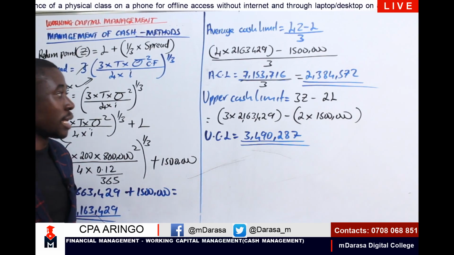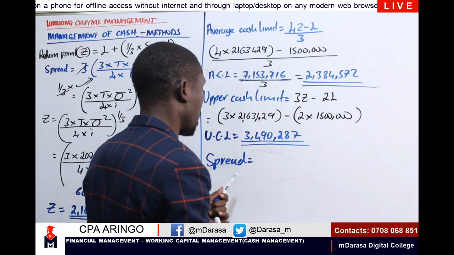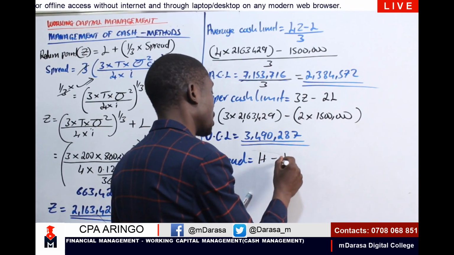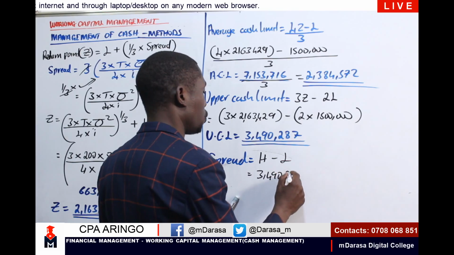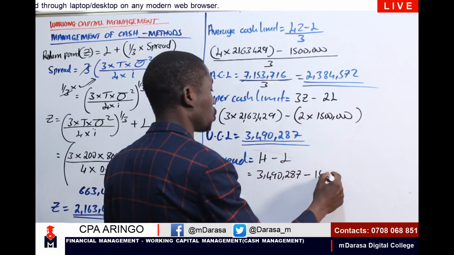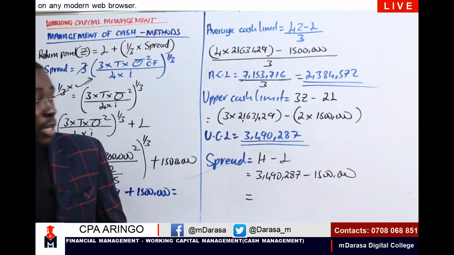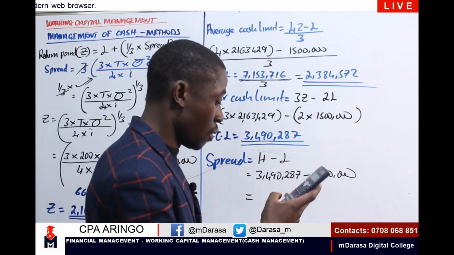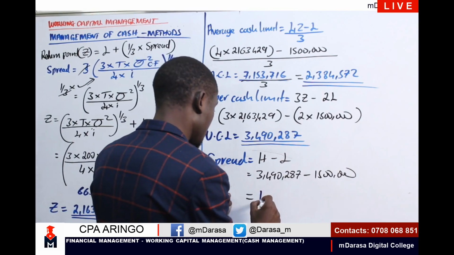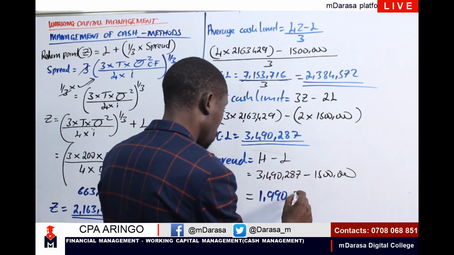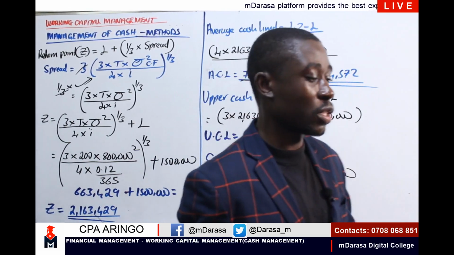What about if we were asked to determine our spread? To determine our spread, we take our higher cash limit minus the lower cash limit, where my higher cash limit we've already seen is 3,490,287. Our lower cash limit was what? 1.5. So we can agree that my spread will be my answer minus 1.5 to give us a figure of 1,990,287. So that is how we are supposed to work it out, my good students.